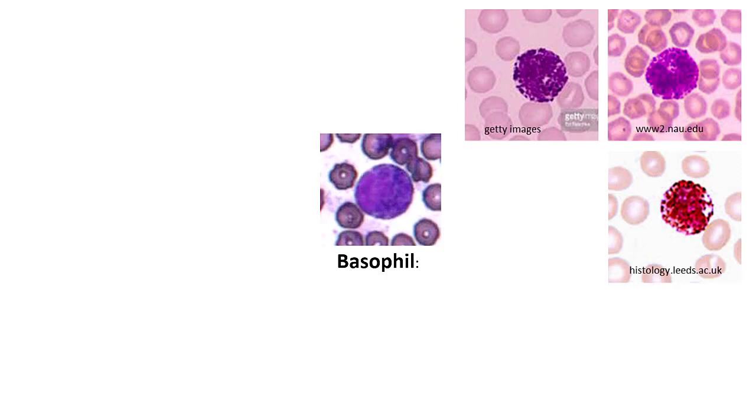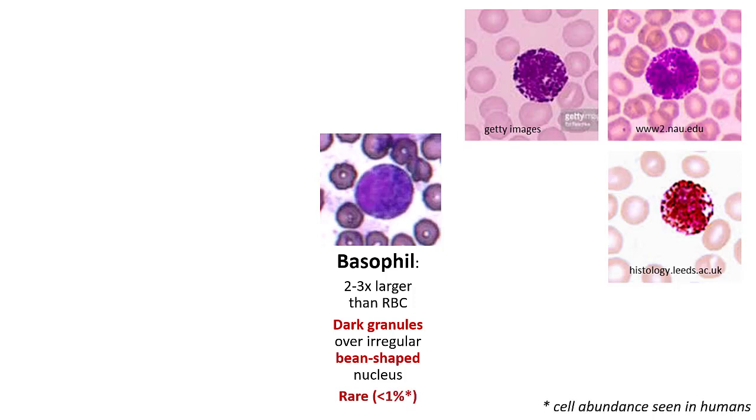Like most of the white blood cells, basophils are 2 to 3 times as large as red blood cells. These cells contain many darkly stained granules around an irregular kidney bean-shaped nucleus. Basophils are very rare, with fewer than 1 found for every 100 white blood cells identified.